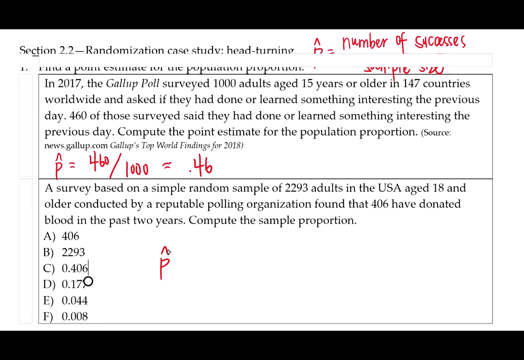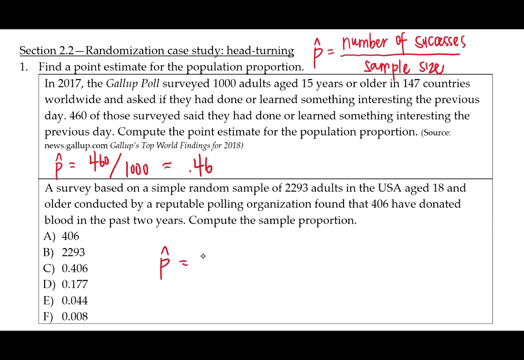In this example, our characteristic of interest is having donated blood in the past 2 years. And of the people we talked to, 406 donated blood in the past 2 years, and our sample size is 2,293.